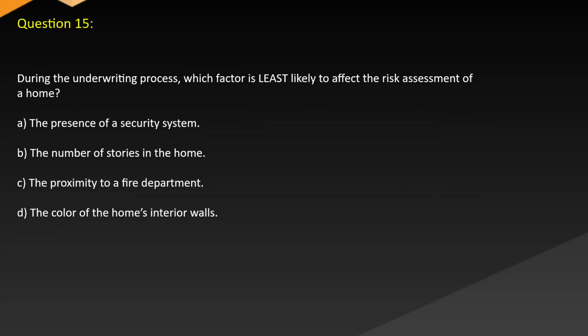Question 15. During the underwriting process, which factor is LEAST likely to affect the risk assessment of a home? A. The presence of a security system. B. The number of stories in the home. C. The proximity to a fire department. D. The color of the home's interior walls.